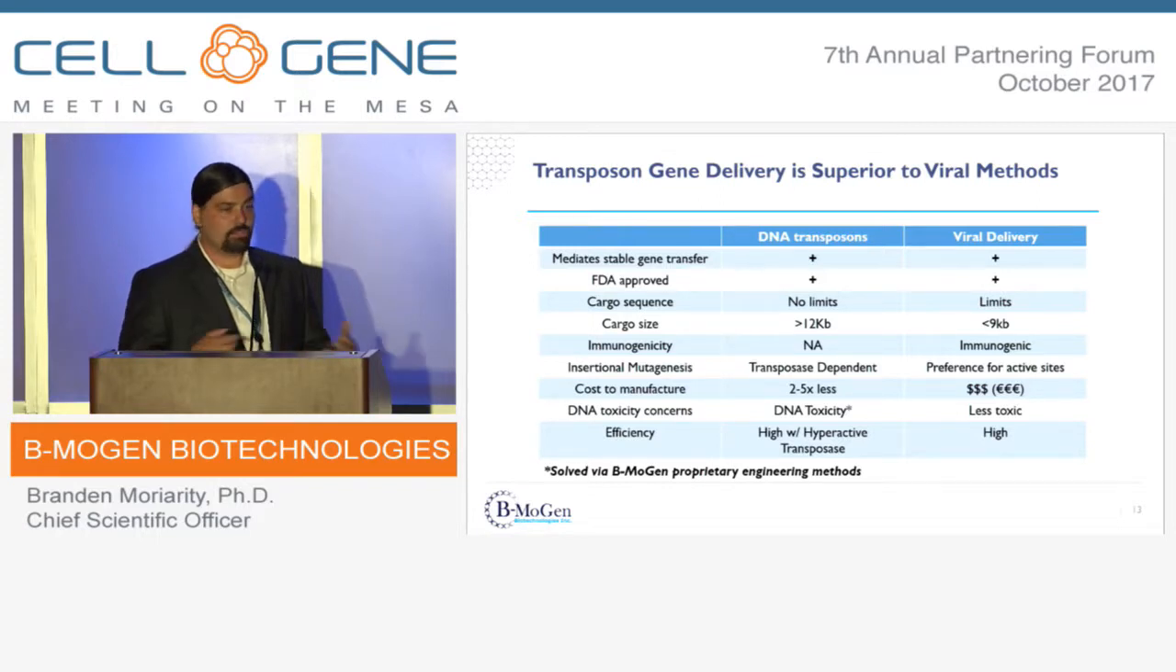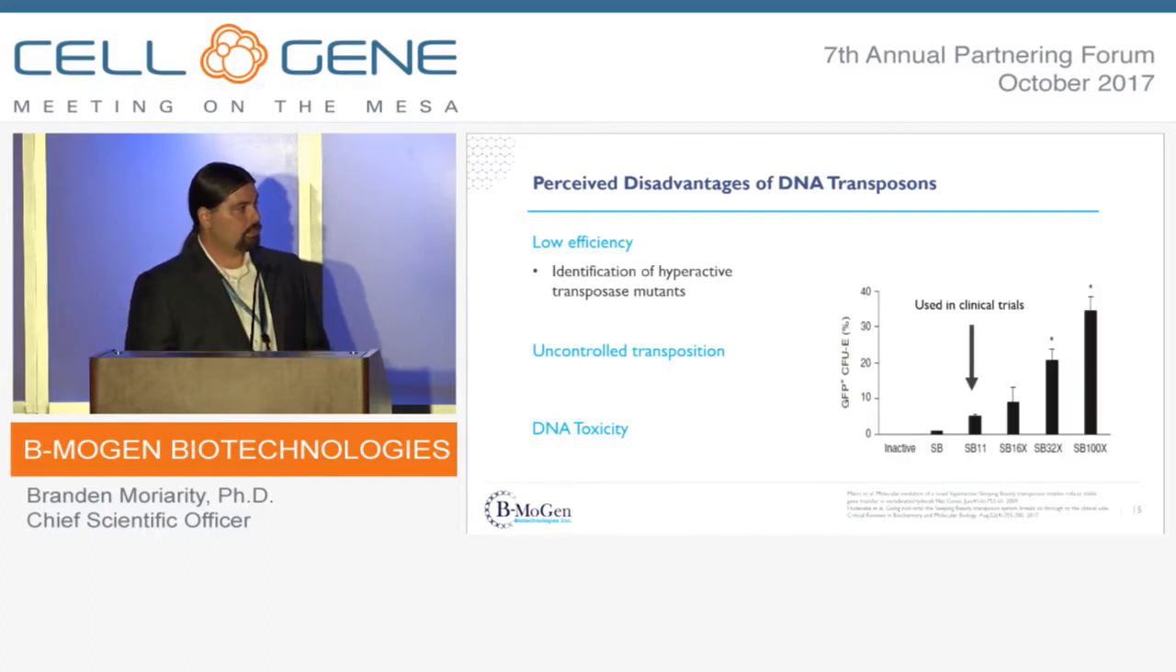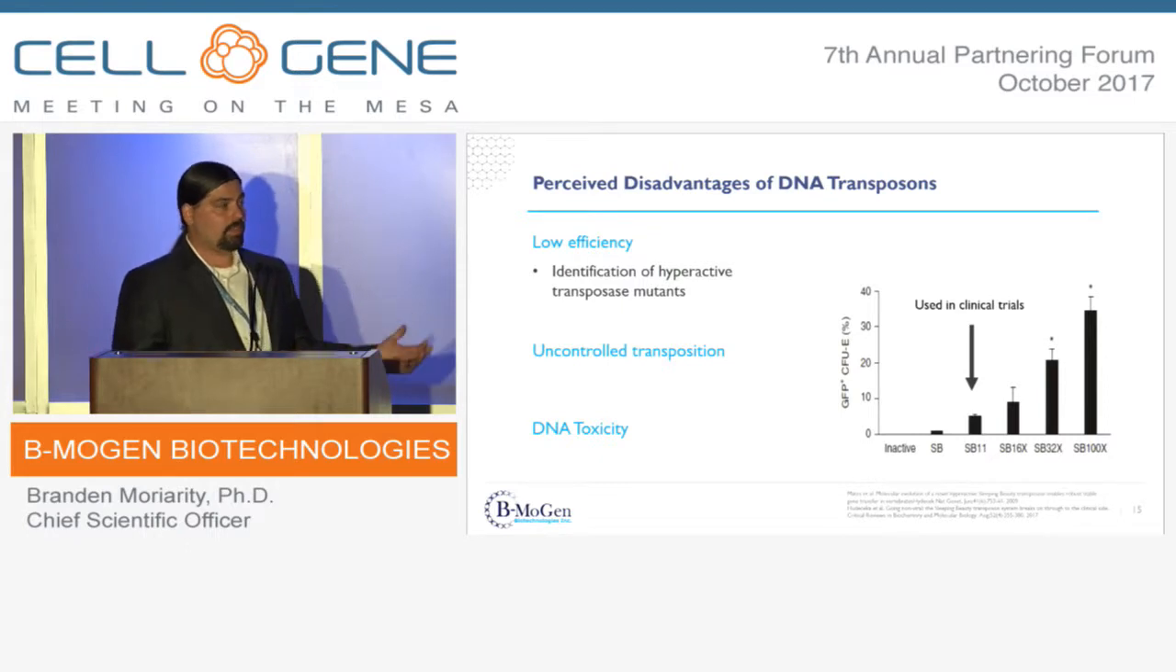In fact, using mutant versions of the transposase enzyme, you can actually reach the same level of integration efficiency as viral vectors. And so with the pros and cons and comparisons laid out, there have been a lot of perceived disadvantages of DNA transposons that I can mitigate with some facts. First of all, people think that using DNA transposons is low efficiency. And in fact, in the past, that was the case. You can see here our Sleeping Beauty transposon system we used in the clinic. The efficiency was only about 10%, whereas with lentivirus, you can get 50 to 70%.